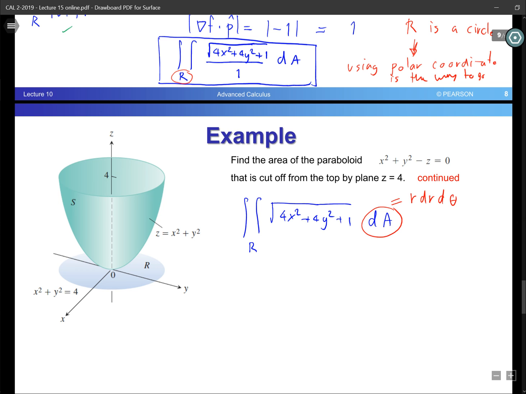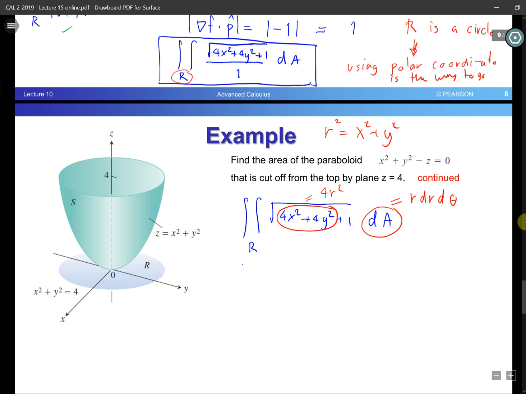We have done this before, so if you don't remember why this is equal to r dr d theta, always look back at the previous lecture. Now, this can be transformed into r and theta, right? So we can combine this. We know that r squared is going to be equal to x squared plus y squared, which means that this chunk is going to be equal to 4r squared.